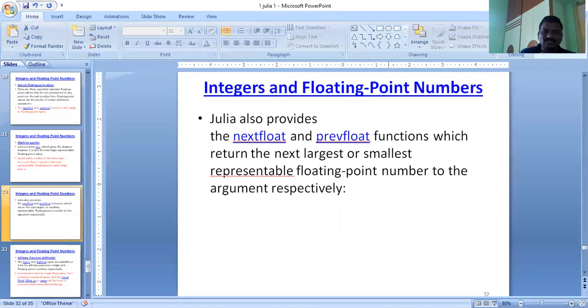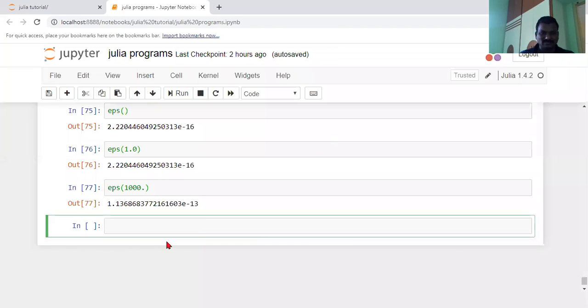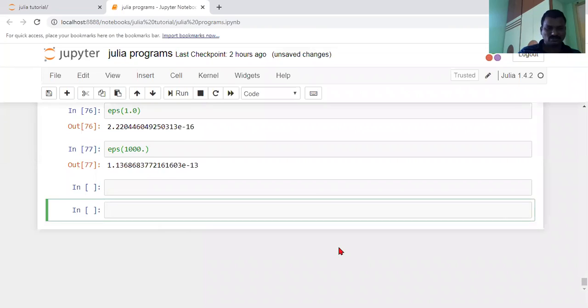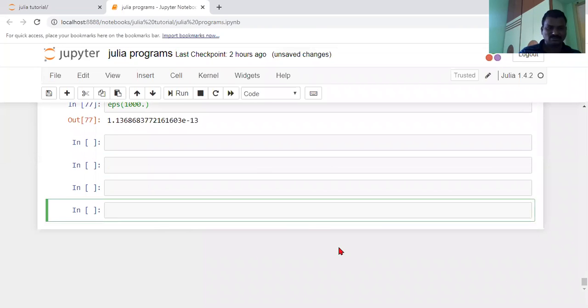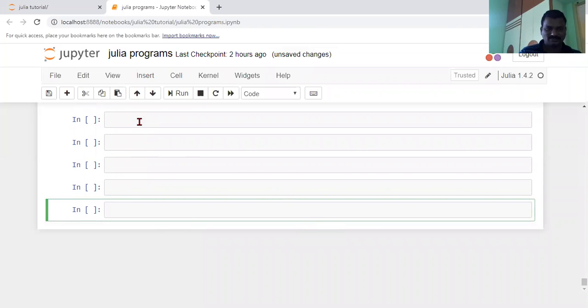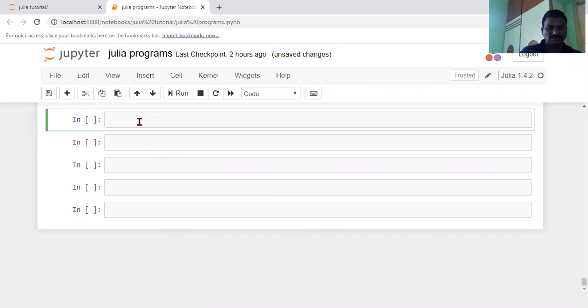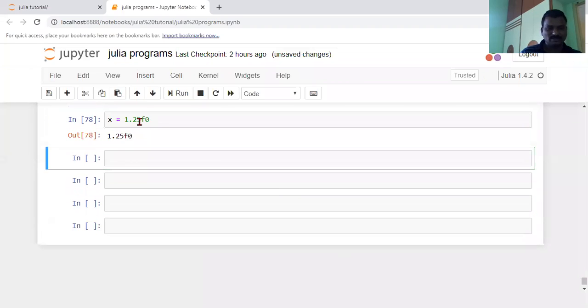floating point numbers. For example, we have a number x, and I want to calculate the next floating point number for the x value. Let us take a simple example. Here, for example, this is a floating point number.